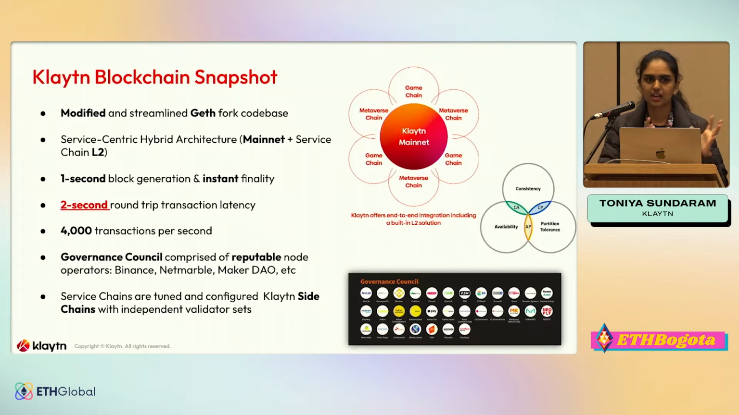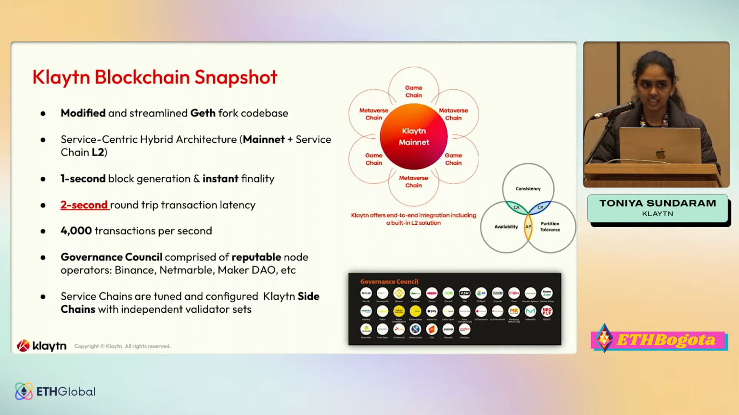Klaytn has a mainnet, which is a layer 1 mainnet, and also a layer 2 service chain. The service chain solution is also a blockchain where you can have an independent validator set for generating and validating blocks. It's mainly for scalability. And we have achieved some interoperability between the layer 2 sidechain and the layer 1 main chain as well, at the protocol level and at the smart contract level.